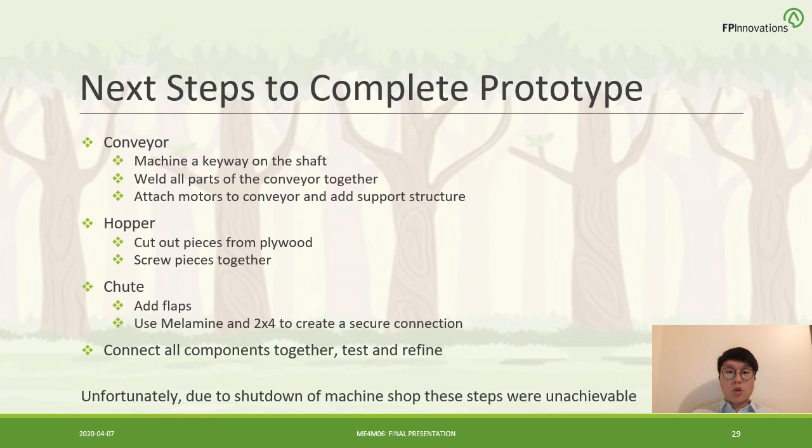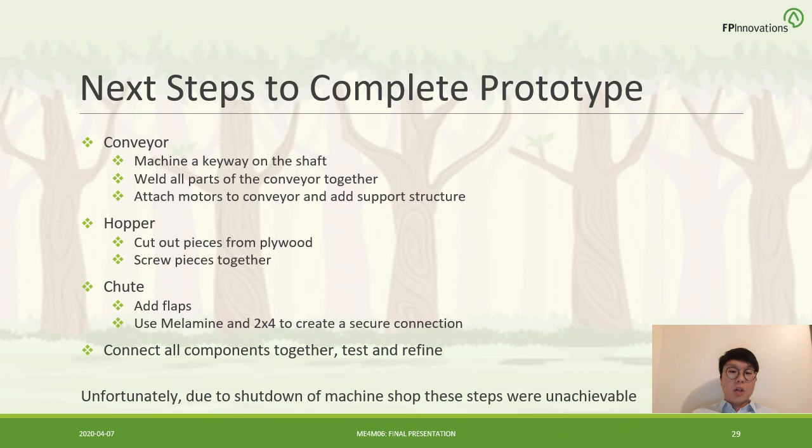So unfortunately, the team was cut short of prototype construction, and the following items are what is left to be completed to be able to finish the prototype. So first off, we need to machine a keyway on the conveyor shaft using a mill for the motor to be attached to the conveyor. Secondly, the machine conveyor parts would need to be all completely welded together.